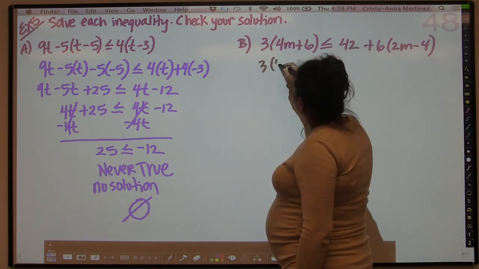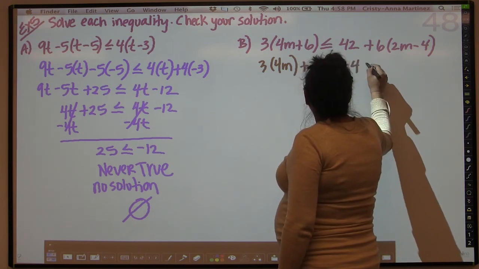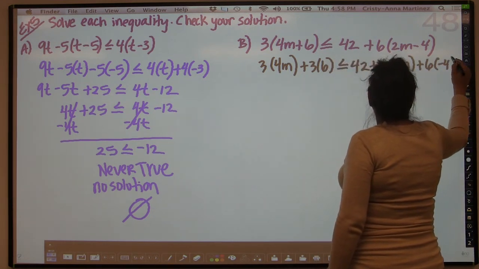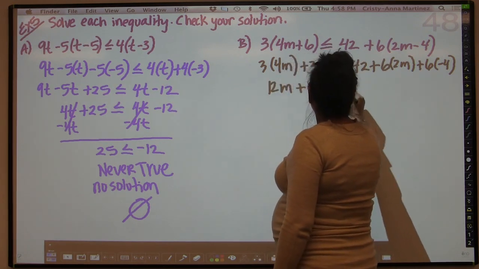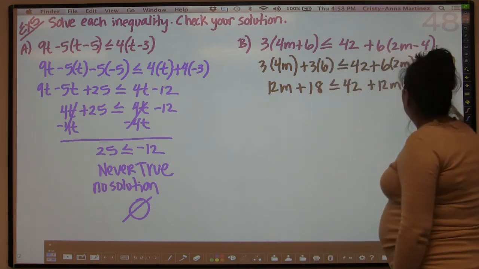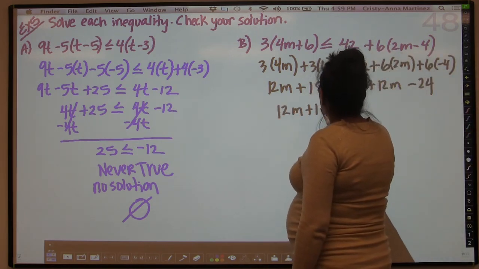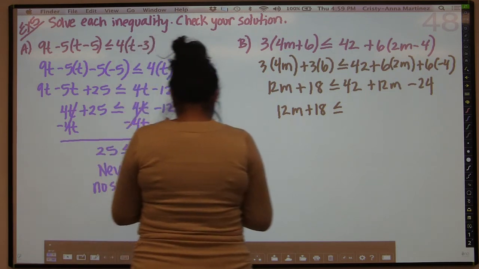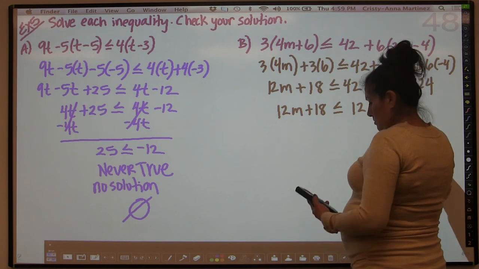So we're going to go 3 times 4m plus 3 times 6 less than or equal to 42 plus 6 times 2m plus 6 times negative 4. 3 times 4 is 12m plus 3 times 6, which is 18, less than or equal to 42 plus 6 times 2 is 12m minus 6 times negative 4 is negative 24. So now we're going to get 12m plus 18 less than or equal to 42 minus 24 is 18. So 12m plus 18.